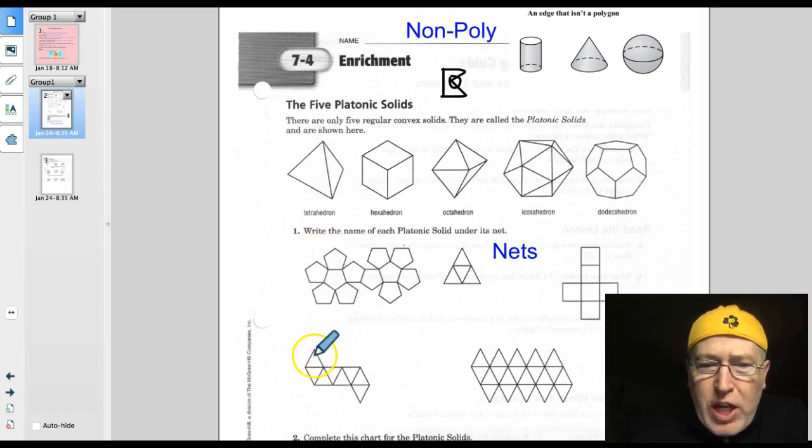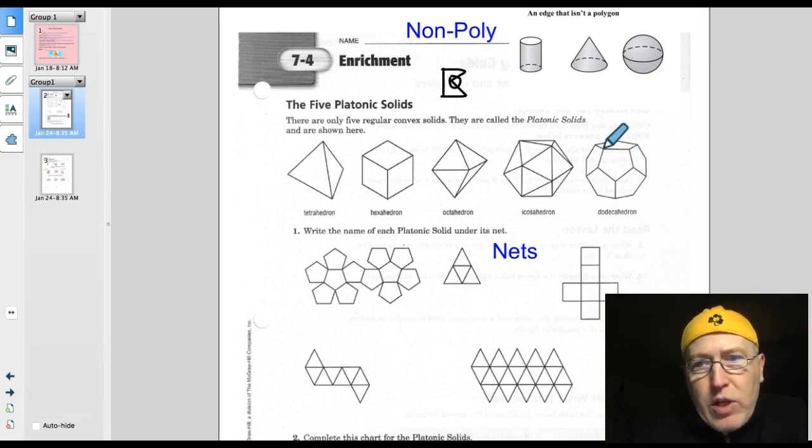Regular means each side of this triangle down here is the same length. It's equilateral. All right? Same with the pentagons here. They're all the same length. That term is regular when used in geometry. Think of a stop sign. You look at them every day. Those are regular octagons. All the sides are the same length.